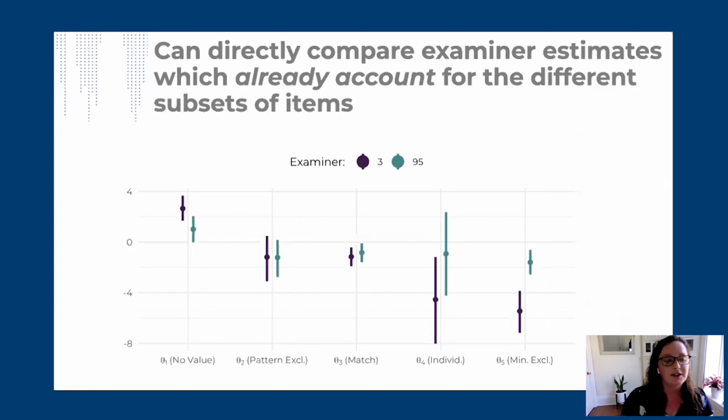And I also want to point out that examiner 95 here is really an ideal examiner. Remember that they made no false positives and no false negatives. And we can see here that they also don't tend to make a ton of no value or inconclusive decisions either, because all of their estimates for these parameters in the tree are pretty close to 0, which is what we want. So effects about the items are really driving most of their decision making, and they don't really have any tendencies after accounting for those item effects.